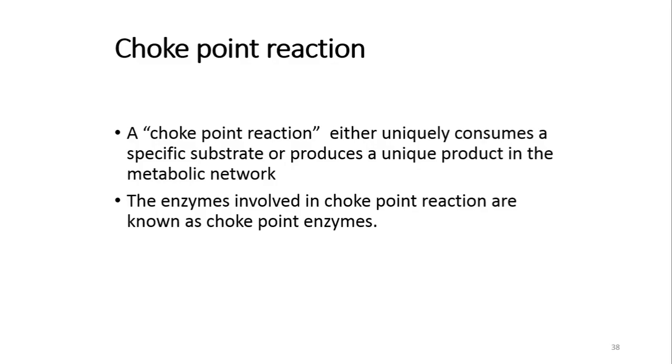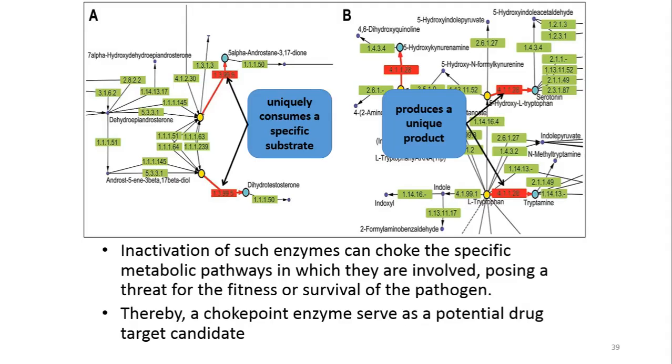So to define, choke point reactions are such reactions in your metabolic network that either uniquely consume a specific substrate or produce a unique product in the metabolic network. Okay, so the enzymes that are involved in choke point reaction are termed as choke point enzymes. To give you the visual taste of this thing, I'm showing you a figure wherein I have highlighted the choke point reaction in red. So in this figure, you can see the reaction that is highlighted in red.